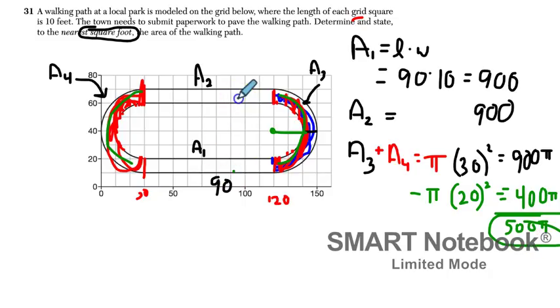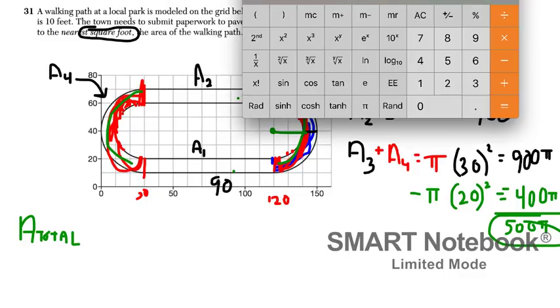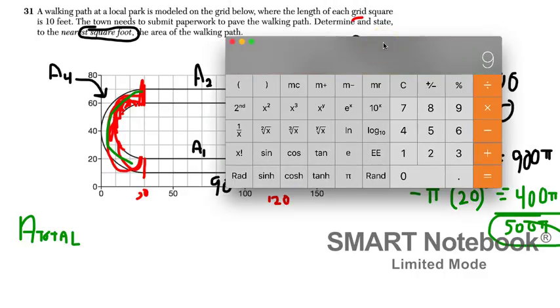This has an area of 900. This has an area of 900. So my total area is 900 plus 900 plus pi times 500.